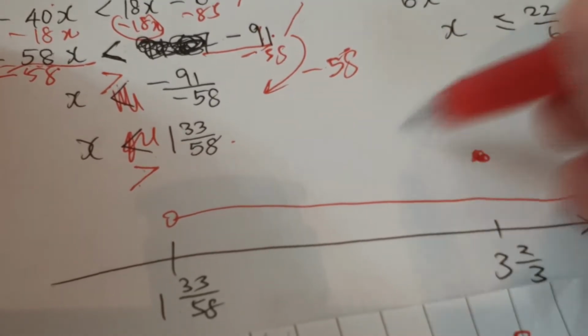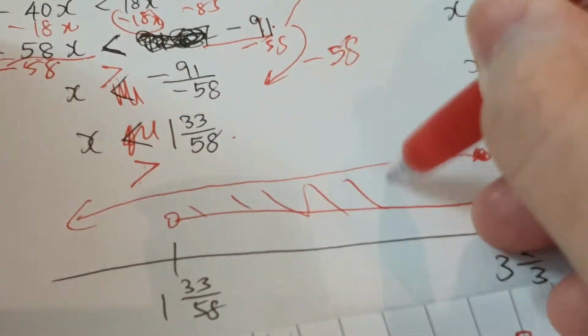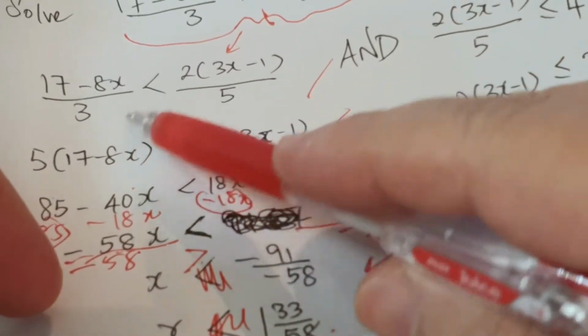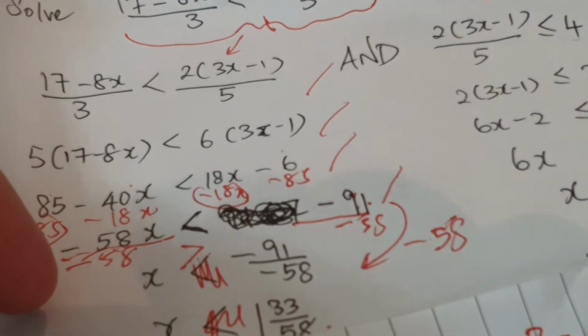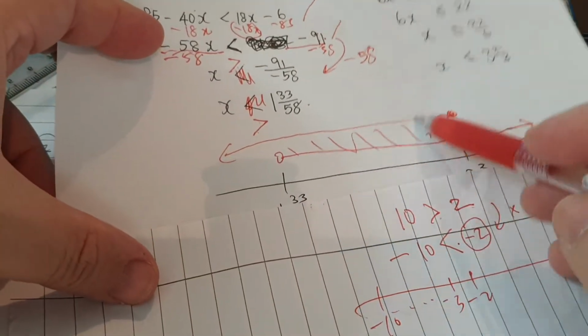Then you shoot which way? Shoot the other way, because it's less than this value. And the overlapping part, because both these and these must be true, you see? So it must be the overlapping part.